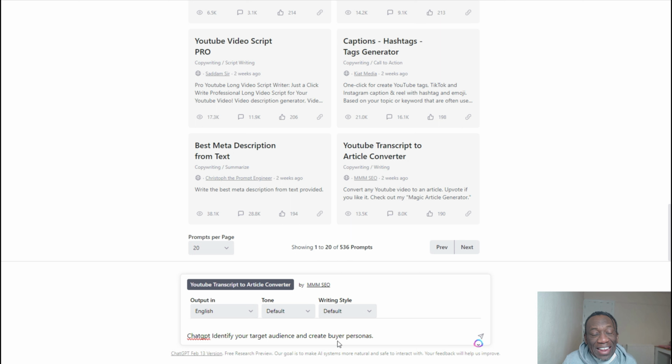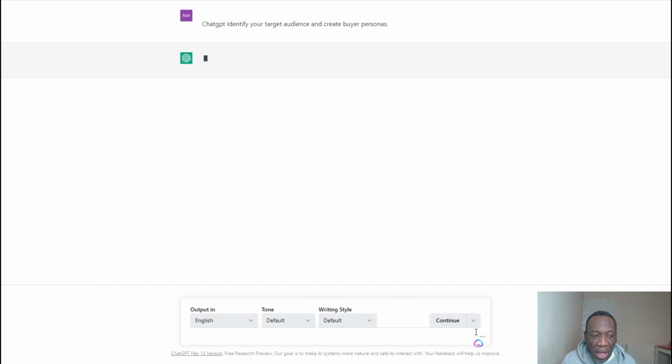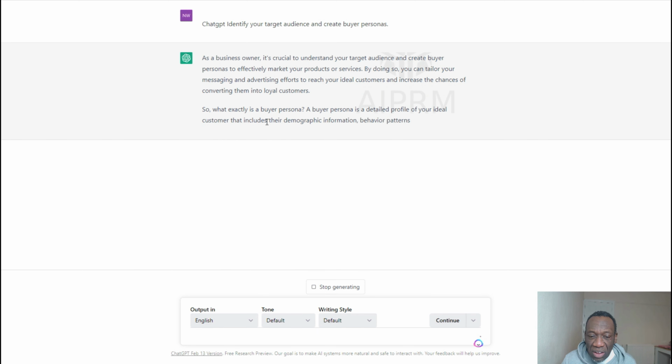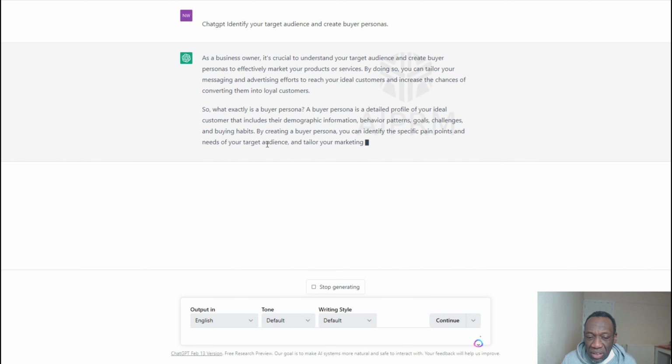You could add any set of different variables into the whole prompt, but this is just to give you an idea of how this prompt needs to be structured so that ChatGPT can get a good input and hence get you as much information as you require. So if I run this, it's going to help me understand my target audience. So what exactly is a buyer persona? It gives me some information.